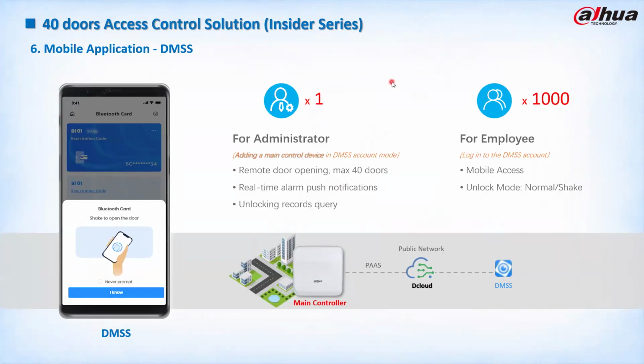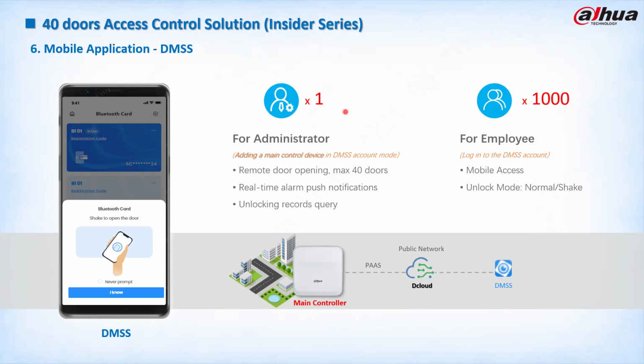As for the mobile access, I think this is a repeated concept, but it doesn't harm to redo it again. So we have two types of accounts. One is the administrator account, and then you can have, for example, 1,000 plus for your employees. The admin account is only going to be used for the main purpose of adding the main controller devices into the DMSS account. And for the employees, just logging into the DMSS.